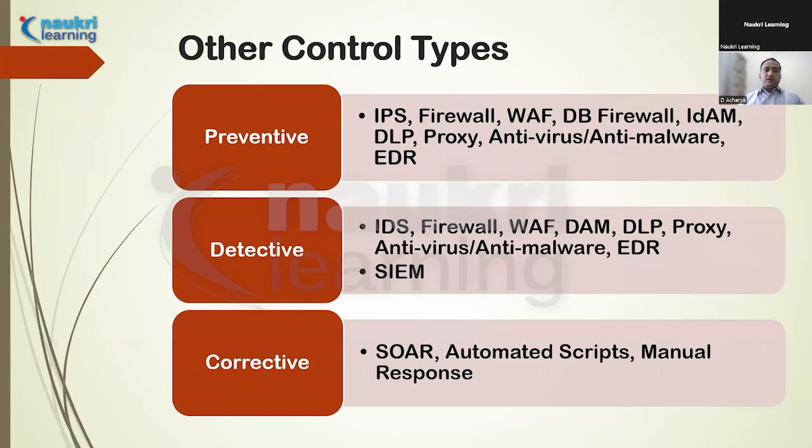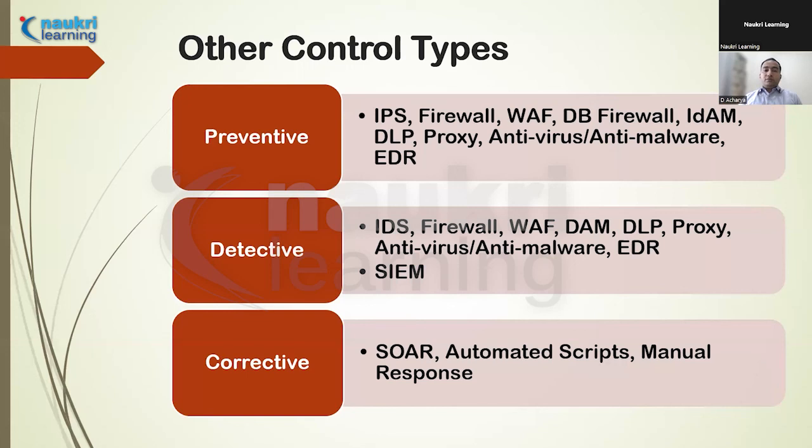Another set of controls is called preventive, detective, and corrective. As the name suggests, preventive controls help in preventing any cyber attack. Detective controls help in detecting those cyber attacks if they are not prevented by the preventive controls. And then corrective controls: if we detect something, let's say some malicious activity that has already happened, then we should be able to correct, take action, or respond to those malicious activities or cyber attacks. So that's the role of corrective controls.